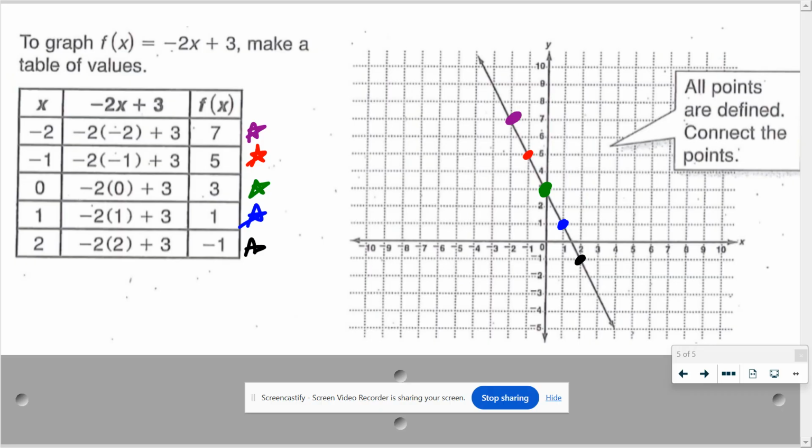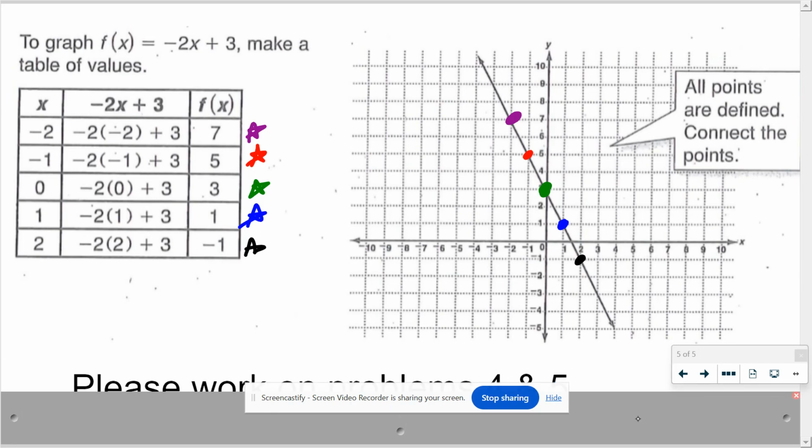Now, these points are going to be defined. We can connect these because we're given the overall function. We're not given a mapping diagram isolating a couple of values. We are given an overall function, so we can now start to connect the dots and connect the points together.